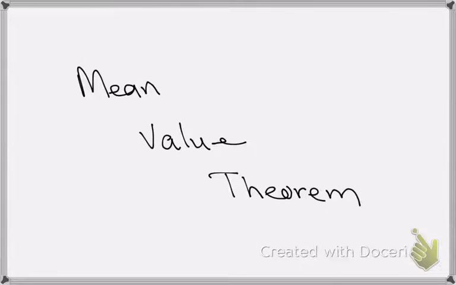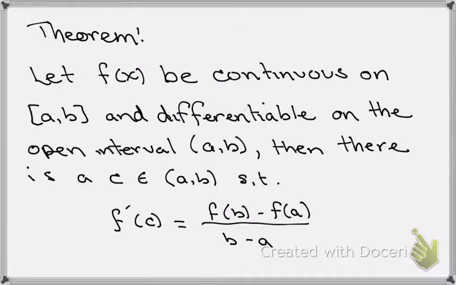In this video, we want to talk about the mean value theorem. So the theorem states, let f of x be continuous on the closed interval [a, b] and differentiable on the open interval (a, b). Then there is a c that lives somewhere in the open interval (a, b) such that f prime of c equals f of b minus f of a over b minus a.